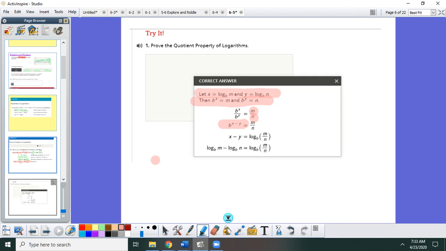Now rewriting this in logarithmic form, we have log base b, because our base is going to drop right over here. And we have m divided by n, that's our argument, so that's coming right here, and our exponent comes out, and so we can solve for it. Now, again, in this step, just like in the last part, we are replacing our x with log base b of m, and our y with log base b of n.